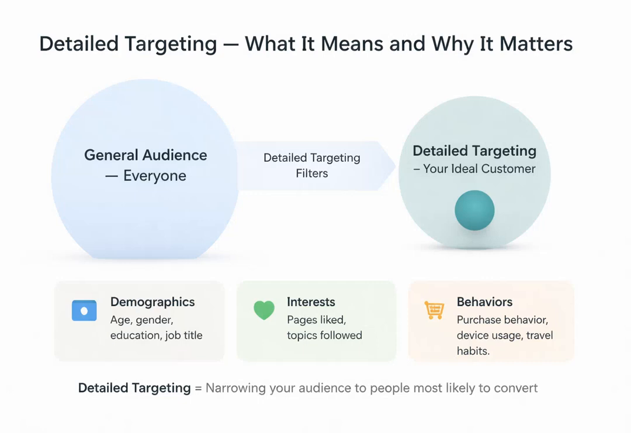Detailed targeting is where Facebook advertising becomes truly powerful. Instead of showing your ad to a broad, general audience, detailed targeting lets you layer filters to reach only the people who are most likely to be interested in what you're offering. You can filter by demographics, things like age, gender, education level, or job title. You can filter by interests, based on the pages people follow and the topics they engage with.